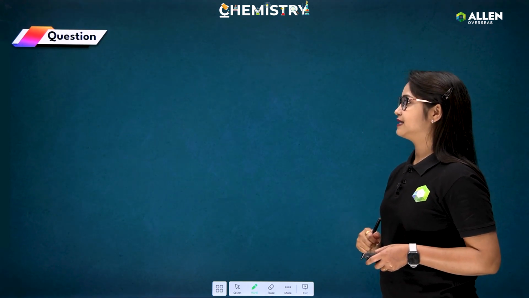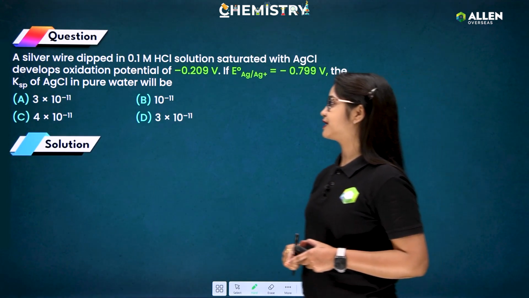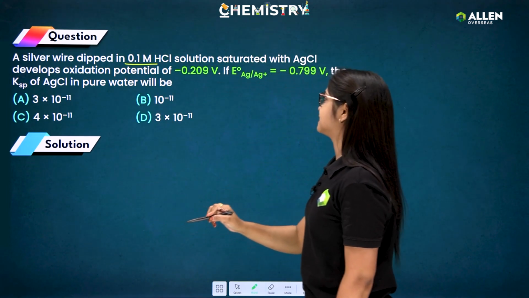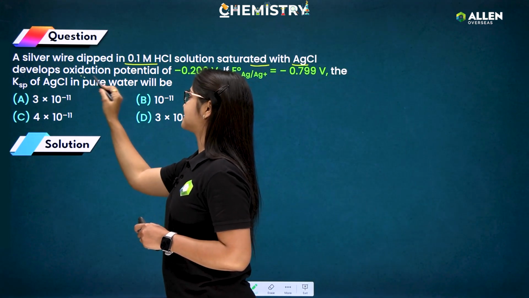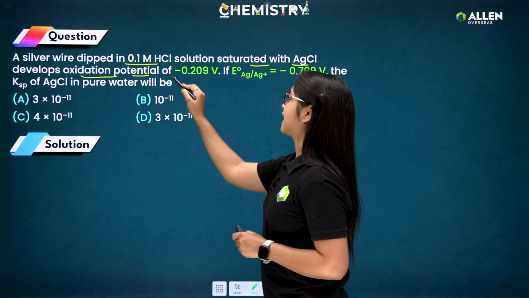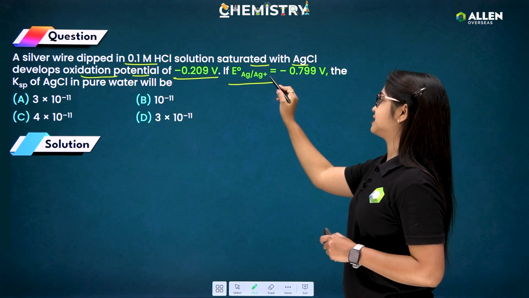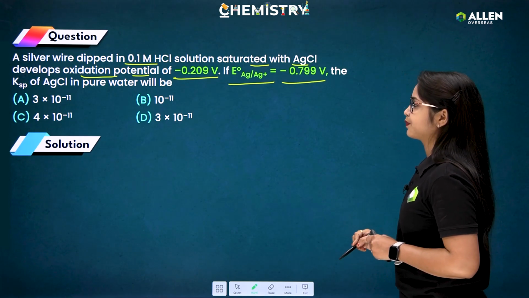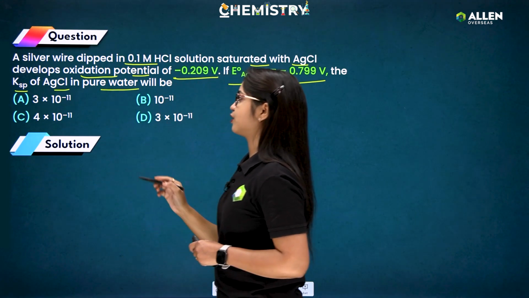Now, let's see a question related to these concepts. The question is: a silver wire dipped in 0.1 molar HCl solution saturated with AgCl develops an oxidation potential of minus 0.209 volt, and E naught Ag to Ag plus is given as minus 0.799 volt. So the KSP of AgCl in pure water will be, okay.